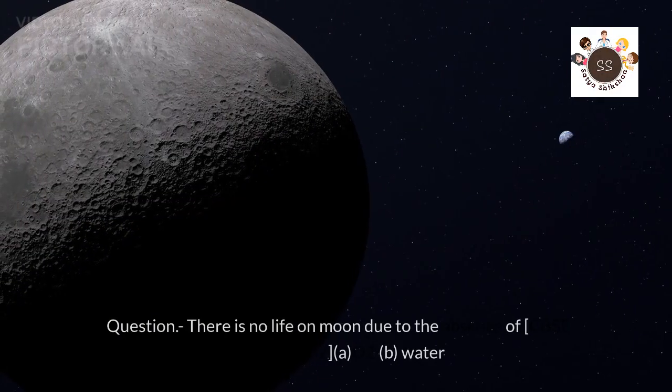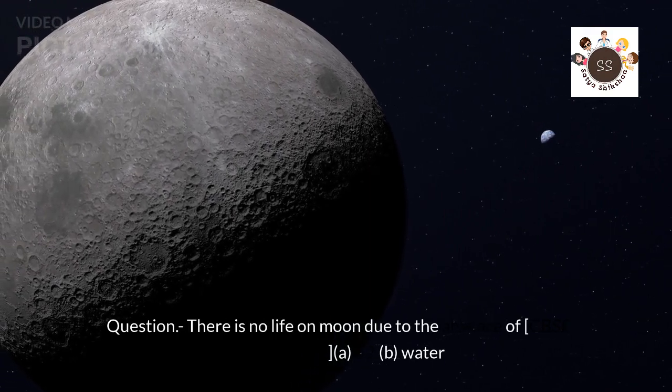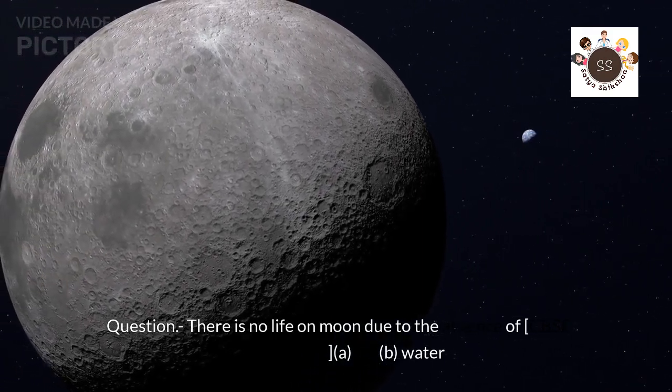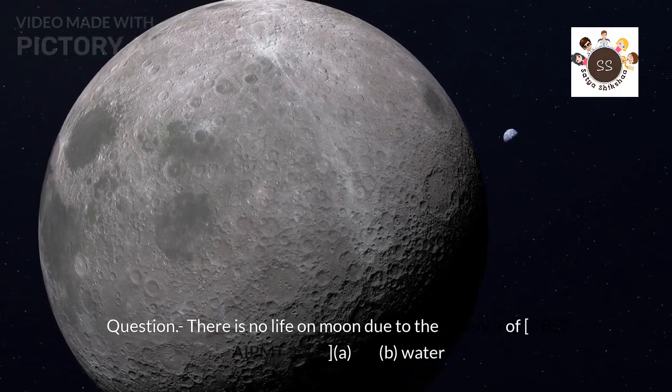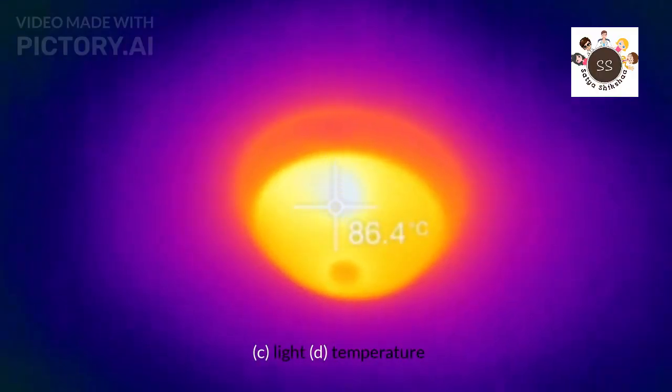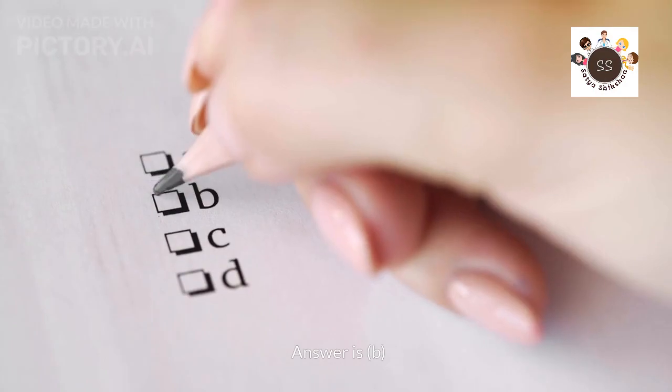Question. There is no life on Moon due to the absence of CBSE AIPMT 2002. A. O2. B. Water. C. Light. D. Temperature. Answer is B.